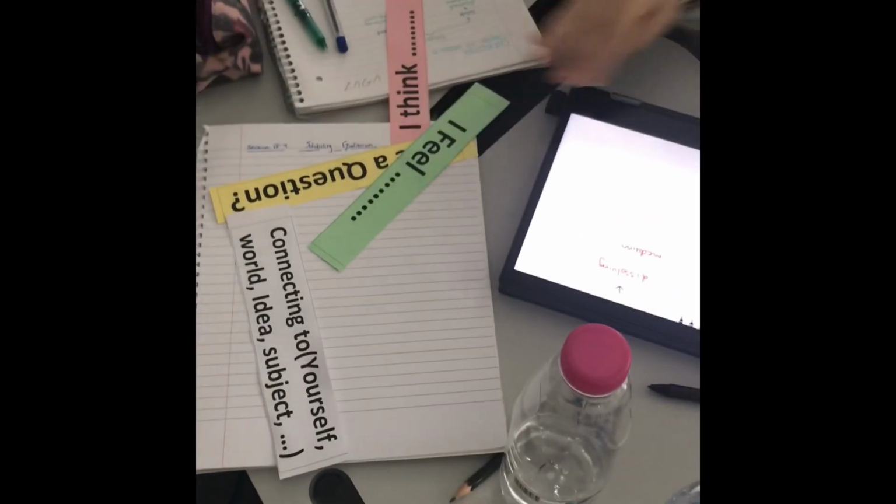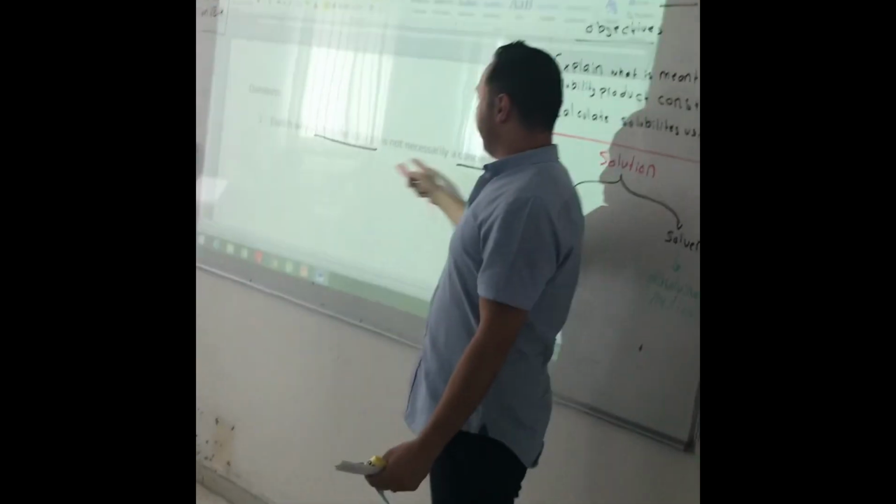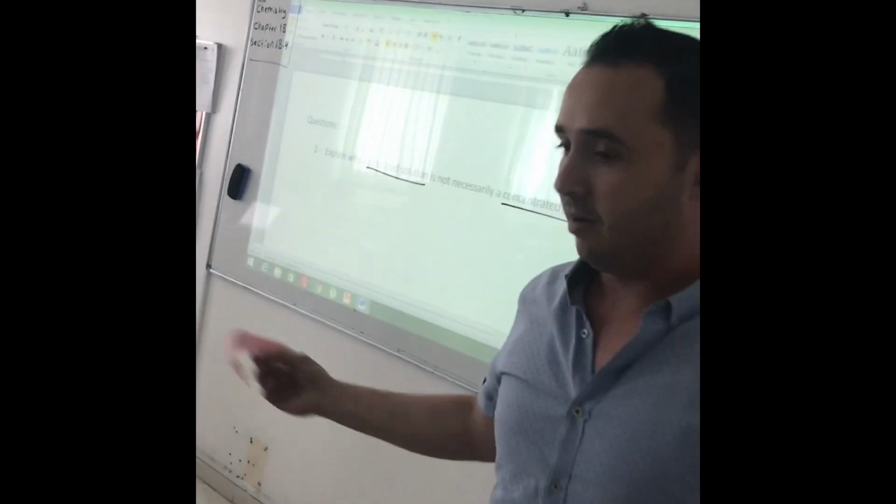Each card can be used one time, except the yellow one. You can use it anytime. For example, the pink card says that I think. You have to answer this question on this card: why do you think, or how can some saturated solutions be not concentrated? How do you think this is possible?